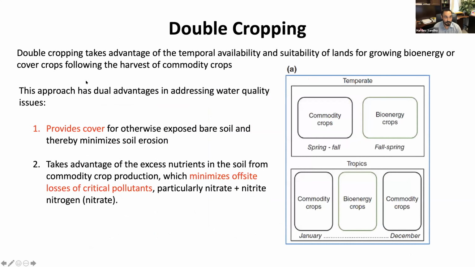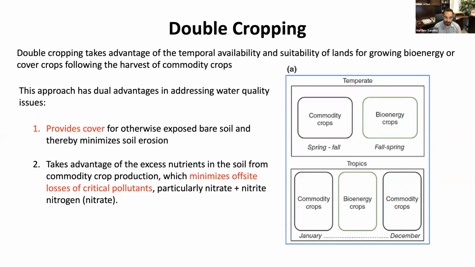So in double cropping, we take advantage of the temporal availability and suitability of land for growing bioenergy or cover crops following the harvest of the main crop, which is our commodity crop. So it's more seasonal. We have to find a crop that can fit in the crop rotation cycle of the commodity crops. If we use this approach, it has advantages.